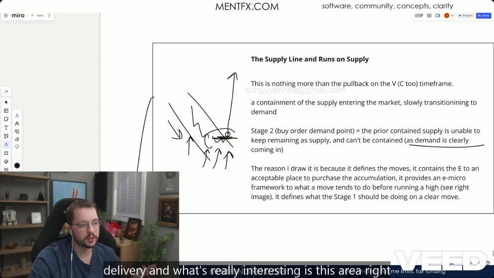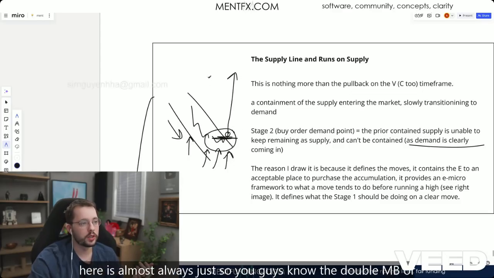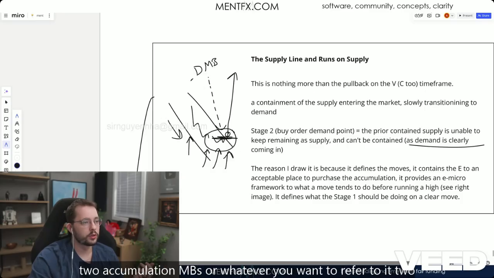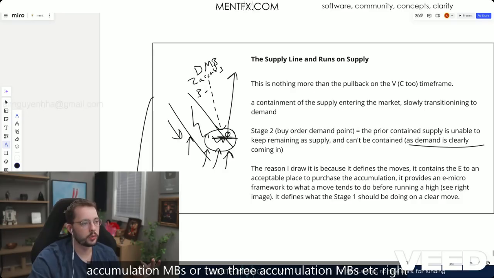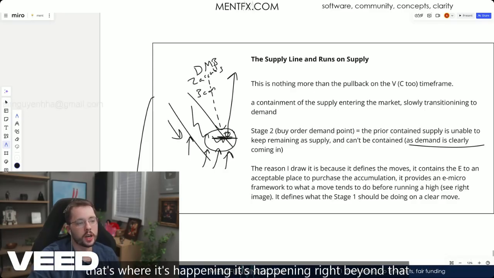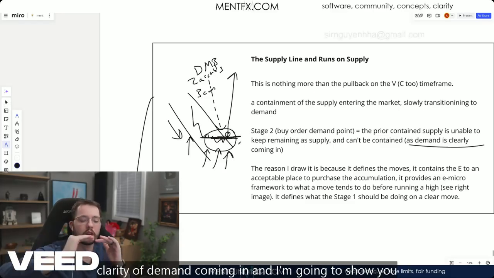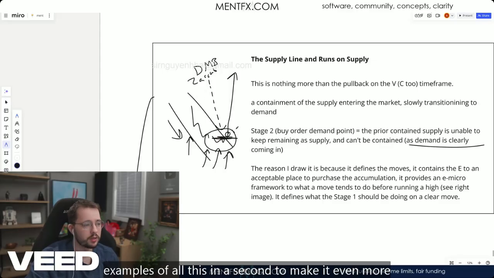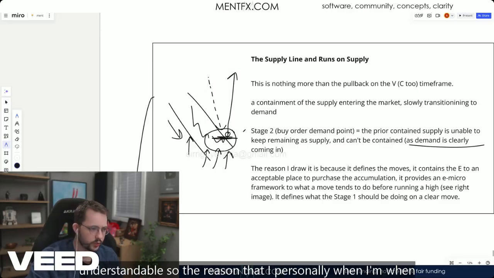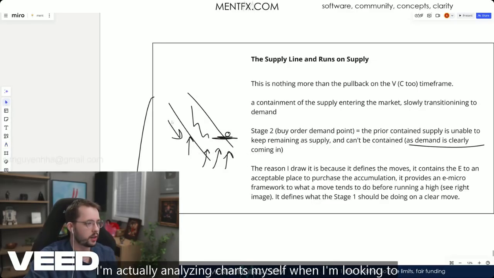And what's really interesting is this area right here is almost always, just so you guys know, the double MB, or 2 accumulation MBs, or 3 accumulation MBs, etc. Right? That's where it's happening. It's happening right beyond that line, or even on the line, which in itself would be the clarity of demand coming in. And I'm going to show you examples of all this in a second to make it even more understandable.